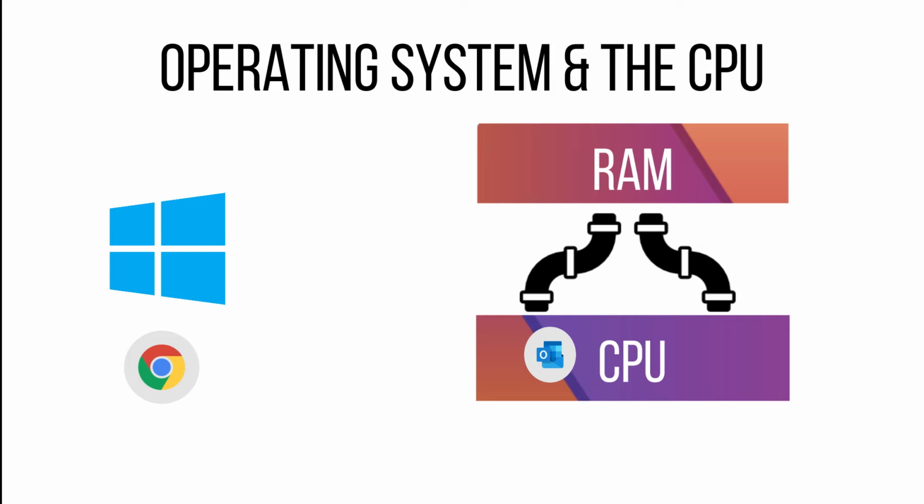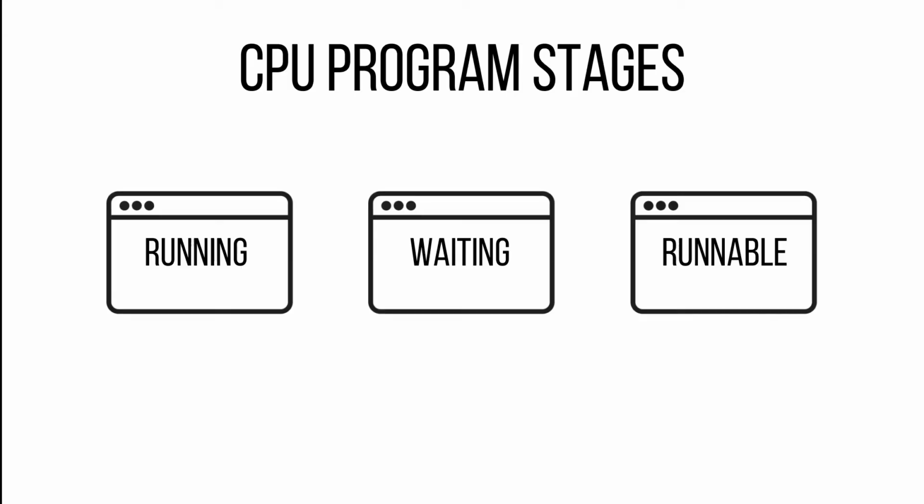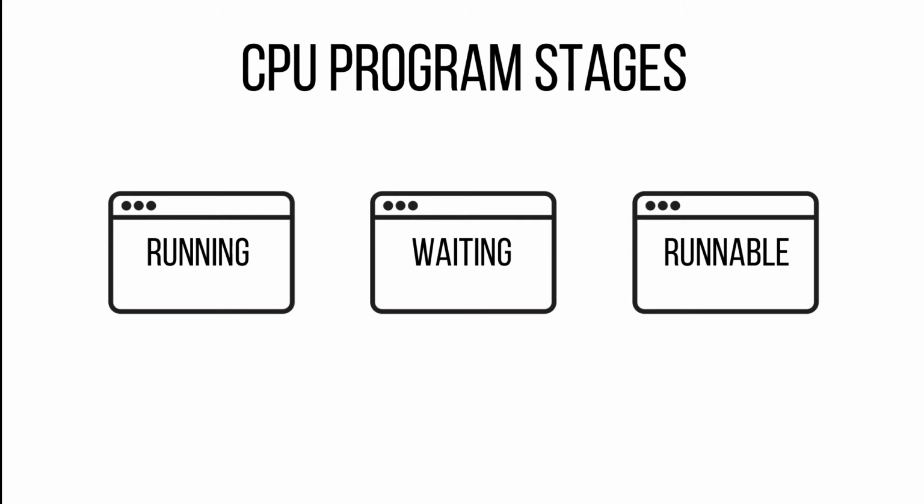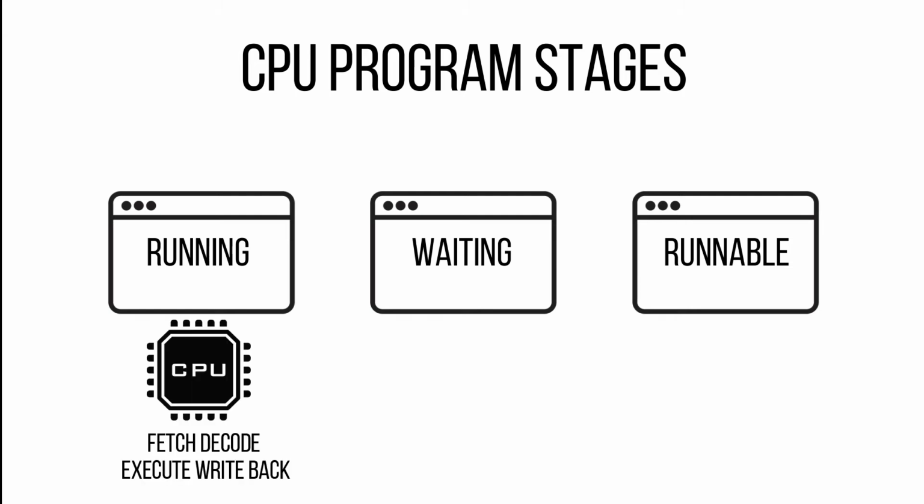When you have multiple programs open at once, they are in one of 3 states. They're either running, waiting, or runnable. So if it's running, this means that the CPU is working on this process's instructions. It's using one of its available cores to execute an instruction list. So the fetch, decode, execute, and write back.